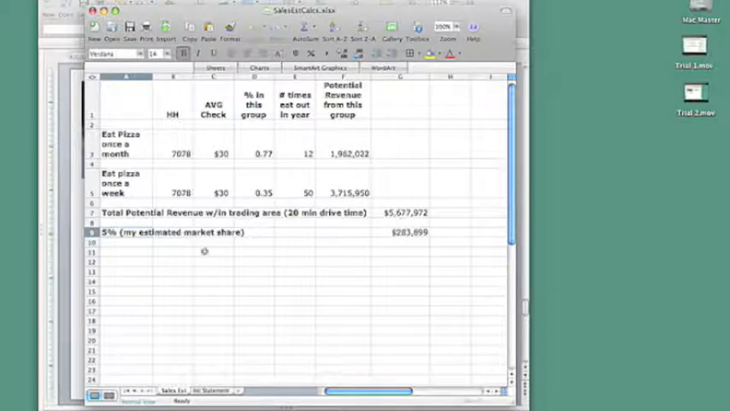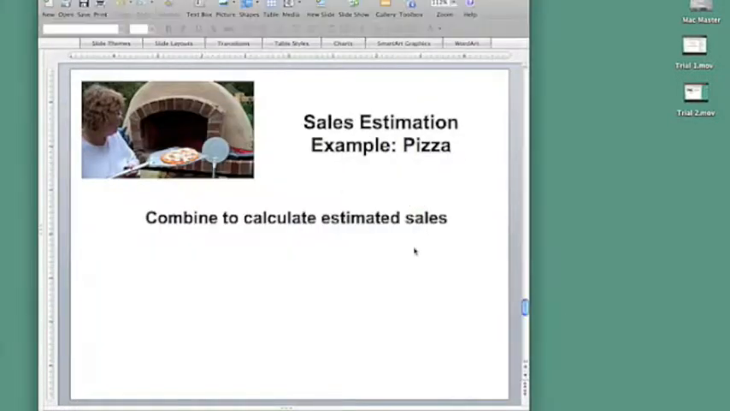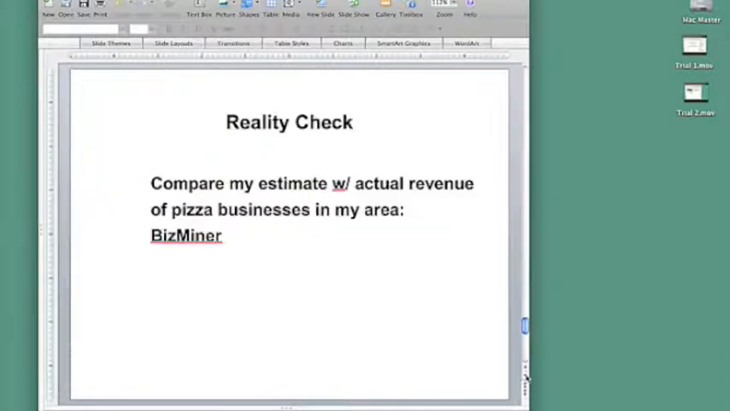Okay, now remember the last assumption, that I probably am only going to get about 5% of the market, especially since I'm a new business. So take 5% times this 5.7 million, and it comes out that my estimated sales revenue is going to be almost $284,000. Sounds pretty good. Do we think that is anywhere near accurate? And so that's the next point here. Let's do a reality check.